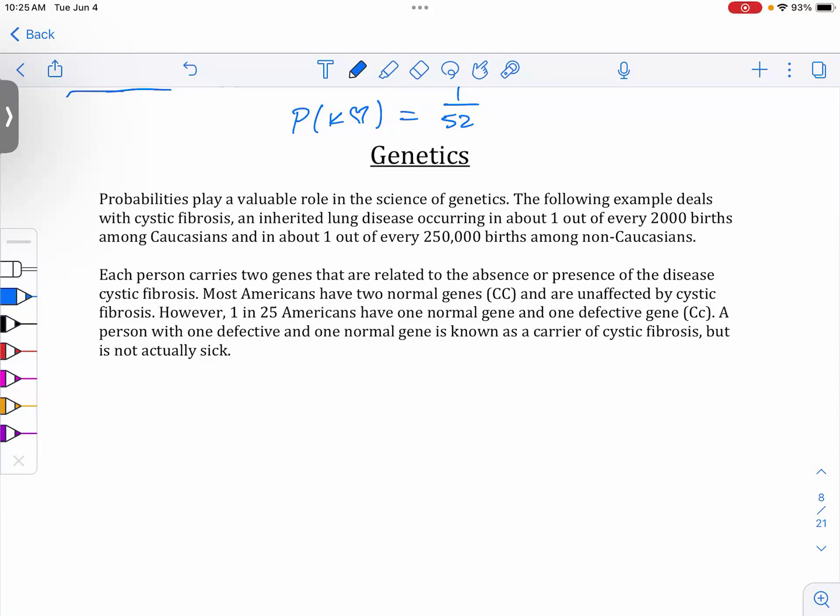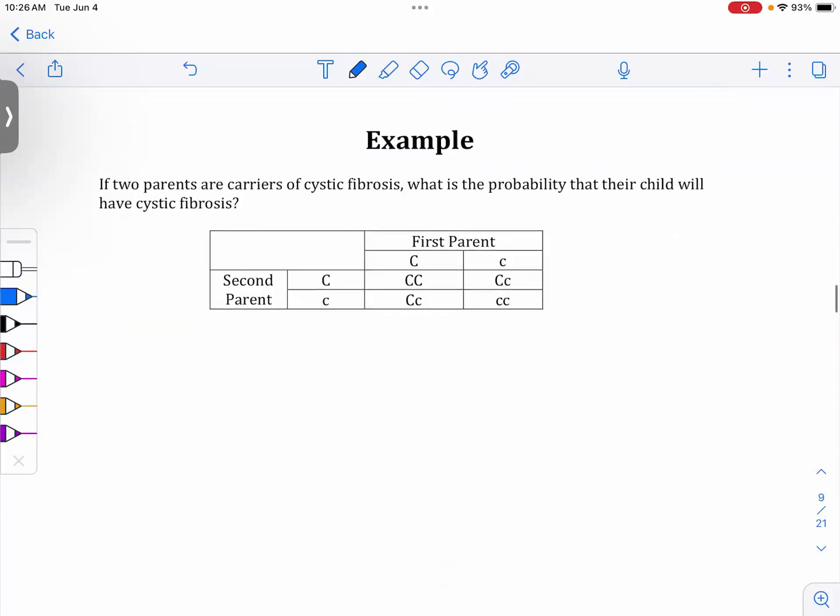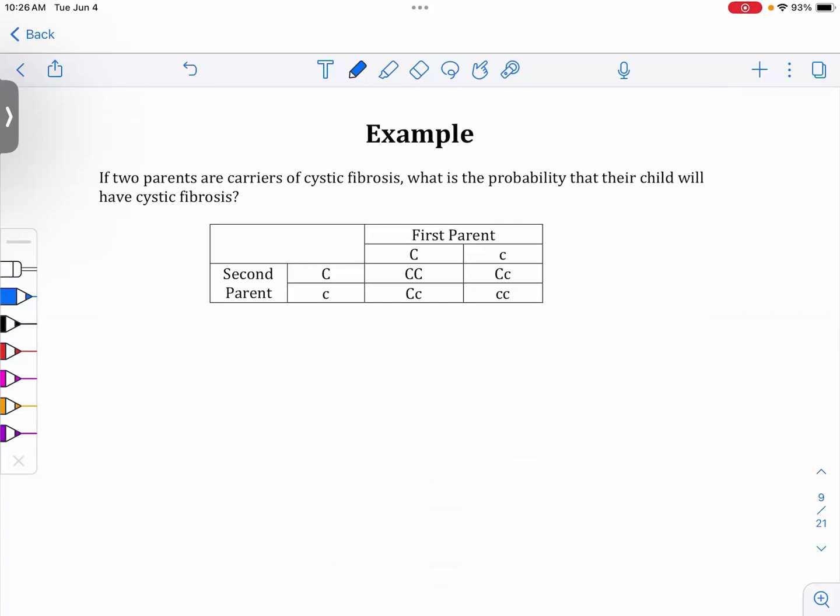Most Americans have the normal gene, which we denote by capital C, and are unaffected by cystic fibrosis. However, 1 in 25 Americans have 1 normal and 1 defective gene. A person with 1 normal, 1 defective gene is known as a carrier, but usually not sick. And I say usually because genetics is actually much more complicated than we are making this out to be. So the whole idea: 2 parents are carriers, what's the probability their child will have cystic fibrosis?